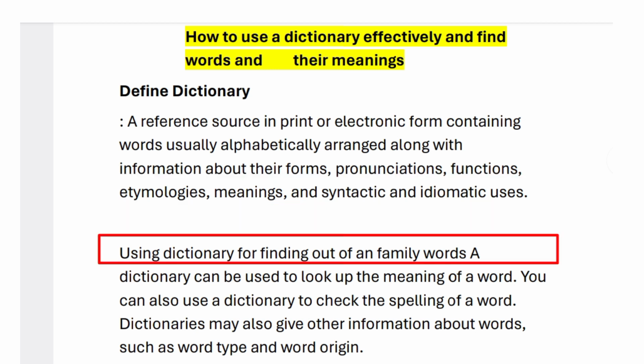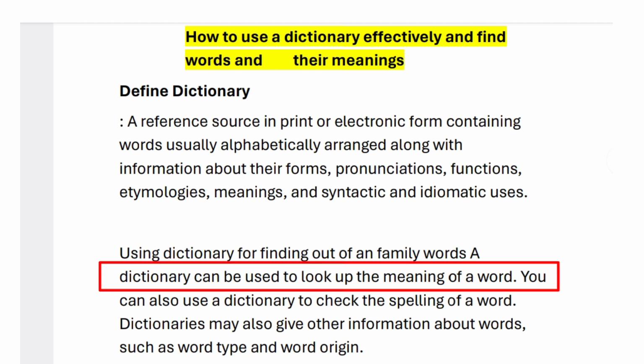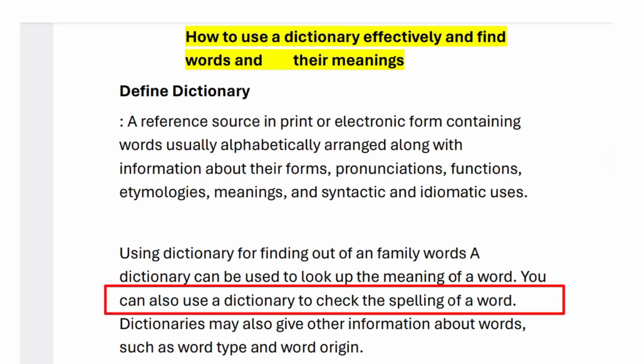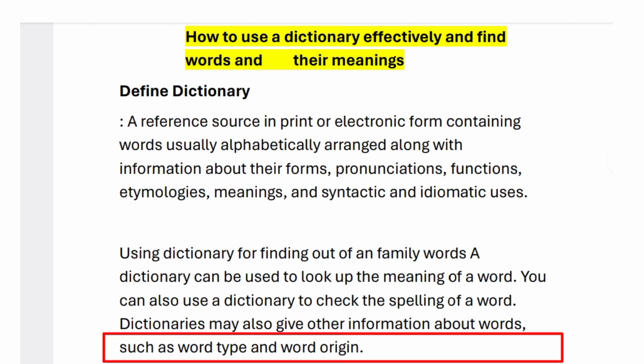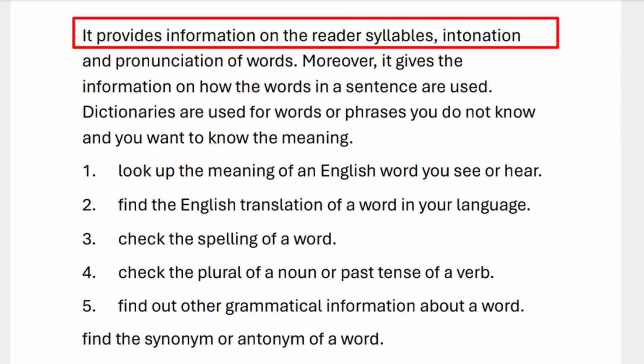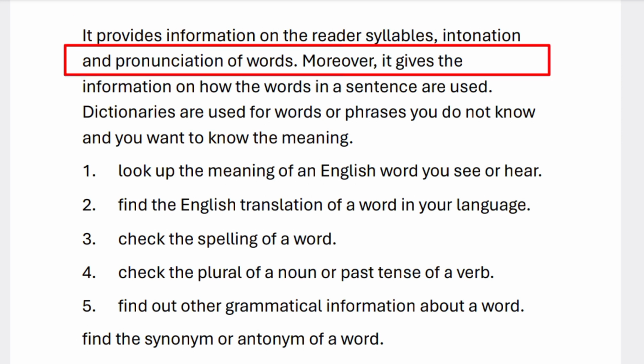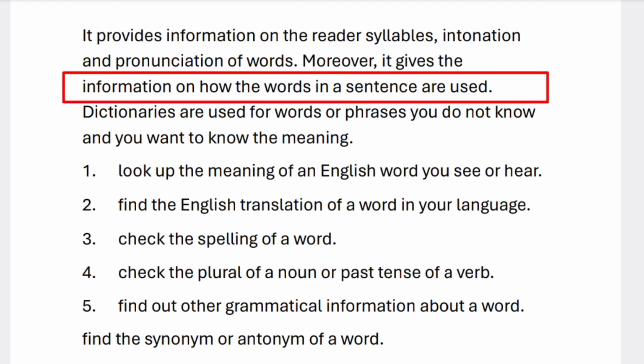Using a dictionary for finding out words and family words. A dictionary can be used to look up the meaning of a word. You can also use a dictionary to check the spelling of a word. Dictionaries may also give other information about words, such as word type and word origin. It provides information on syllables, intonation and pronunciation of words. Moreover, it gives information on how the words in a sentence are used.